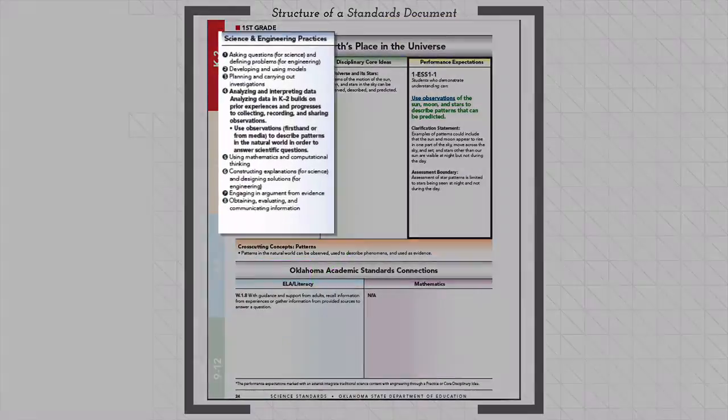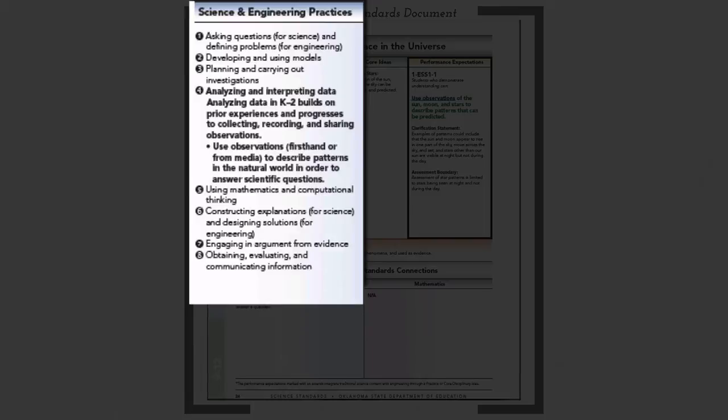We'll move back over to the blue column on the far left, the science and engineering practices. These are the 8 practices that are found in the K-12 science standards. We notice that the 4th practice, analyzing and interpreting data, in this particular document, has a little more information than all the other practices. The reason for this is to provide further explanation for this particular performance expectation. Students are asked to use observations in the performance expectation, so you'll see there's more information about what use observations really means at first grade, provided here.